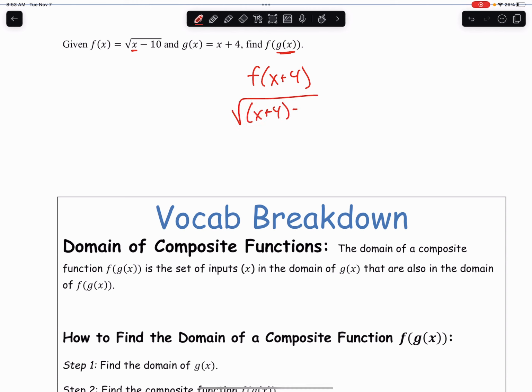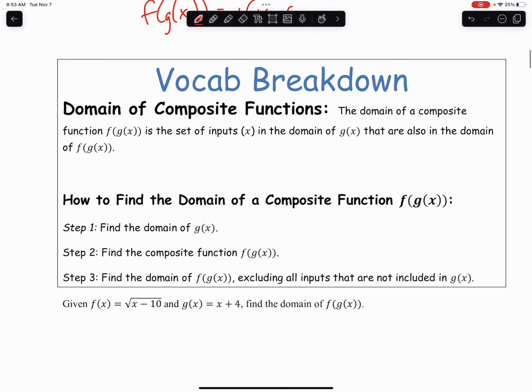I always use parentheses just in case. And now we can't do anything inside the parentheses, so we can drop the parentheses. So that would just be x plus 4 minus 10, which is x minus 6. And that's equal to f of g of x. So that's that composite function. And we're going to find the domain of composite functions in the vocab breakdown.